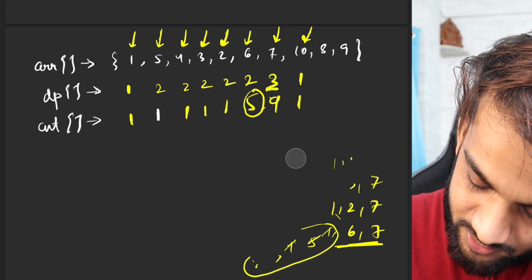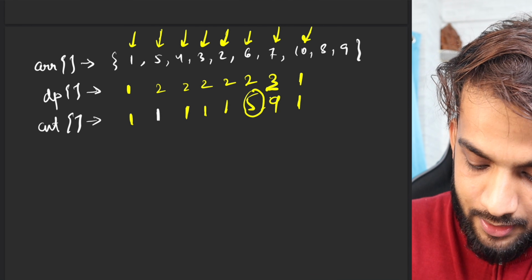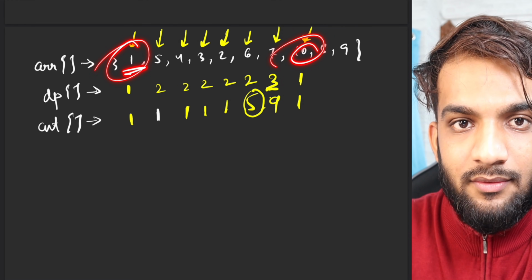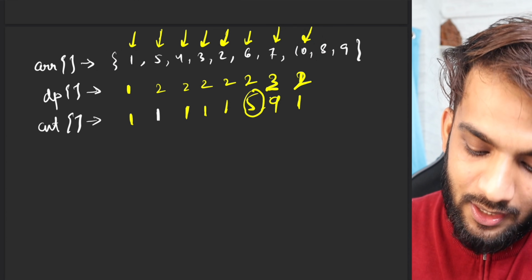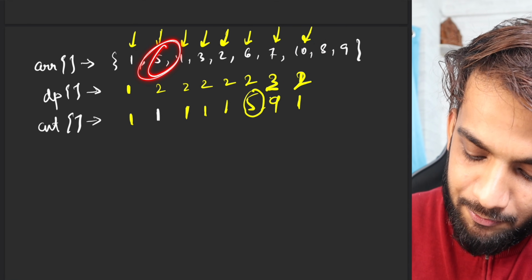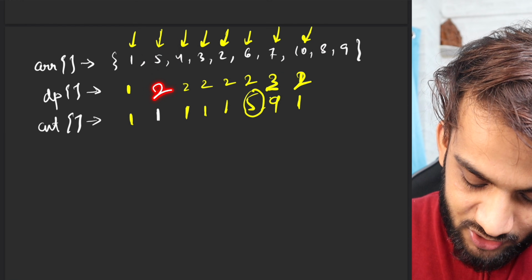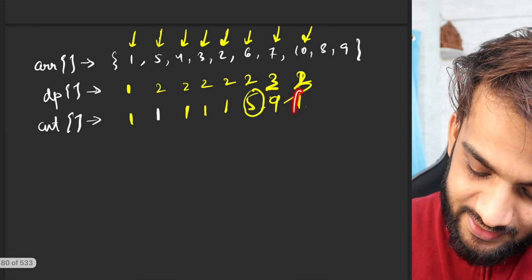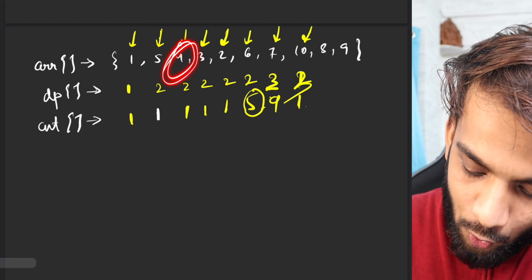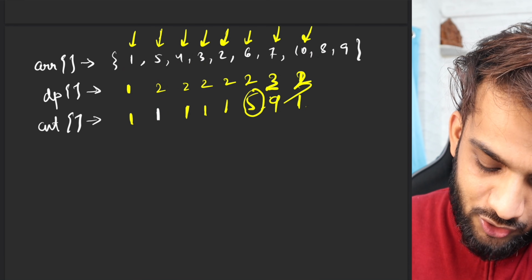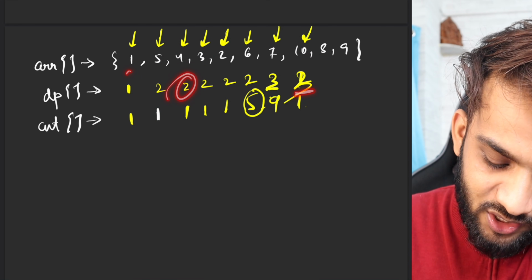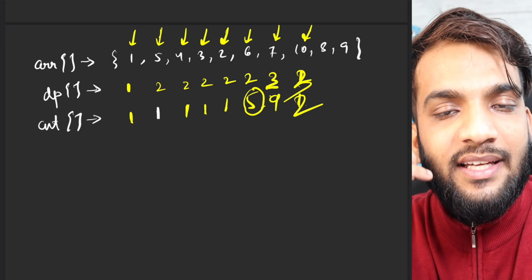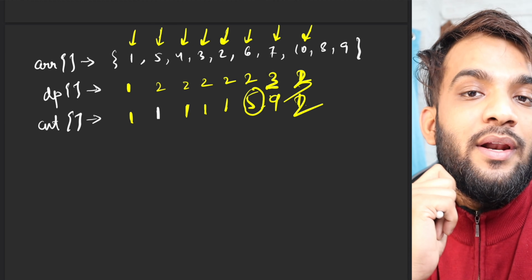Let's ask. 10 initially is 1, 1. Can this 1 be a part of 10? Yes. So length will be 2 and the count still stays. Can this 5 be a part of 10? Yes. This is 2, so this will be 3, and the count still stays as 1. Can this 4 be a part of 10? Yes. So 2, 3. So the count will increase. Similarly, you can go on increasing, and you will eventually get your answer.